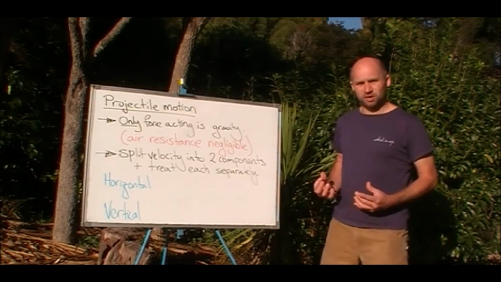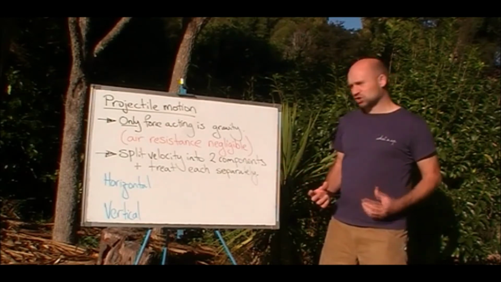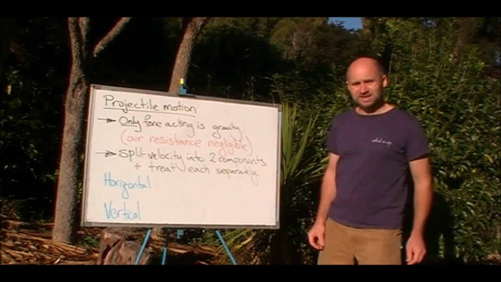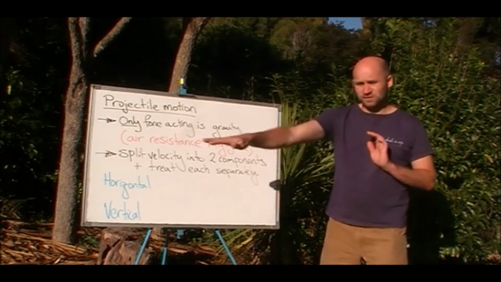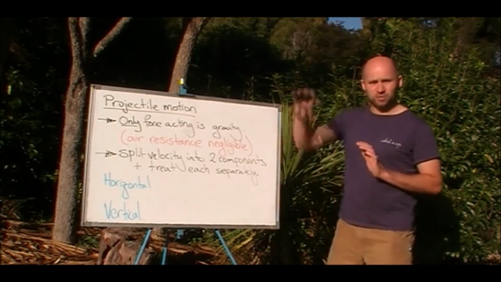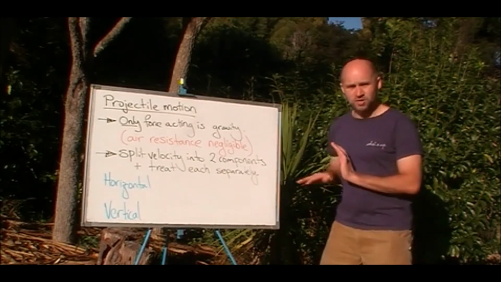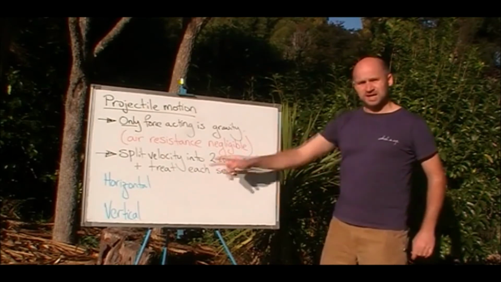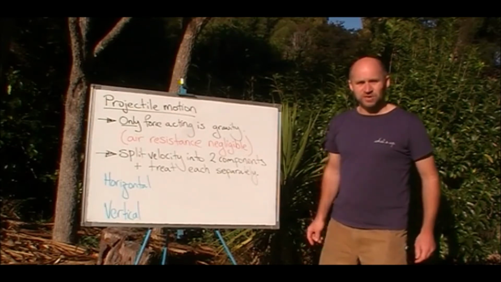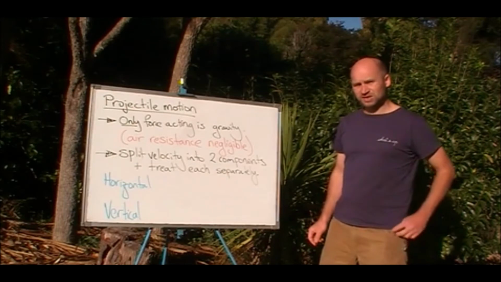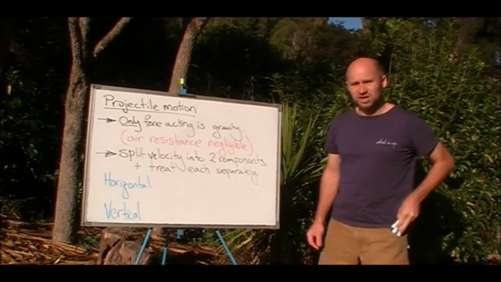The way we go about solving all projectile motion problems is that we split its velocity into two components and we treat them completely separately. The reason we do that is because the horizontal component, ignoring the fact that our basketball is going up and down, only think about its horizontal motion, that's constant, because we're going to assume that air resistance is negligible. That means that we're allowed to use speed equals distance over time, that equation of the devil, because velocity is constant.